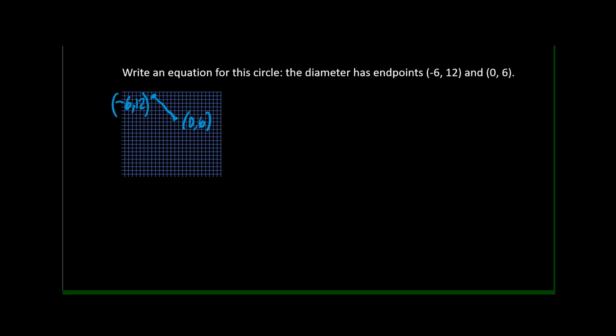Write an equation for this circle. The diameter, again, we've been given endpoints, so we're talking about a line segment, and what are we doing? We are just trying to find the midpoint. Let's get rid of that. I'm going to need that space.